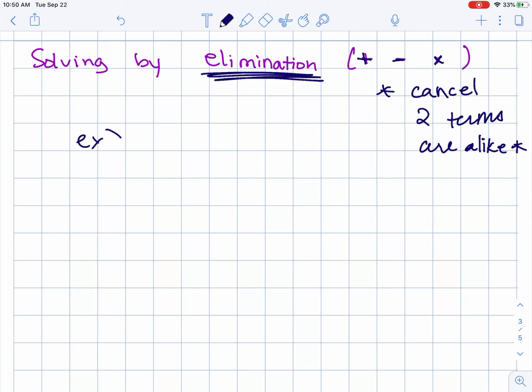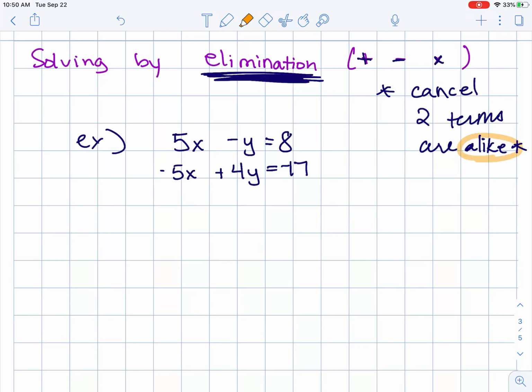So for example, if I have 5x minus y equals 8 and -5x plus 4y equals -17, and I wanted to solve this system, meaning finding the solution, I'm going to look at what I have. Basically, when I'm solving by elimination, I'm looking for what is alike in some way. Well, I can see 5x and -5x are very alike. They're opposites of each other, right? So because I know that they'll cancel each other, I'm going to add them.